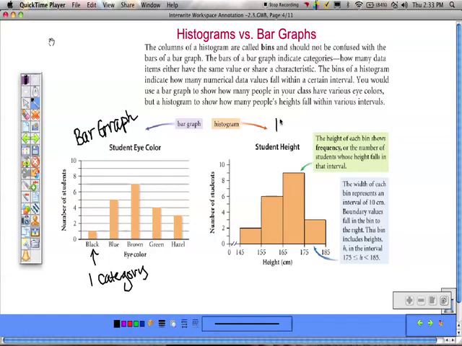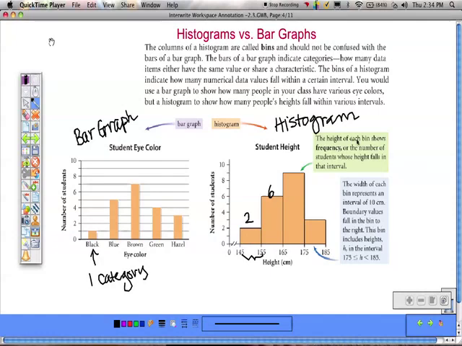Versus a histogram here. In a histogram, each bar represents a range of values. As we can see in this first bar, 2 students have a height between 145 and 155. Right here, 6 people have a height between 155 and 165. So actually the 2 people in this bin have a height between 145 and almost, not quite, 155. And the next bin starts at 155 to almost 165, which it explains right here.